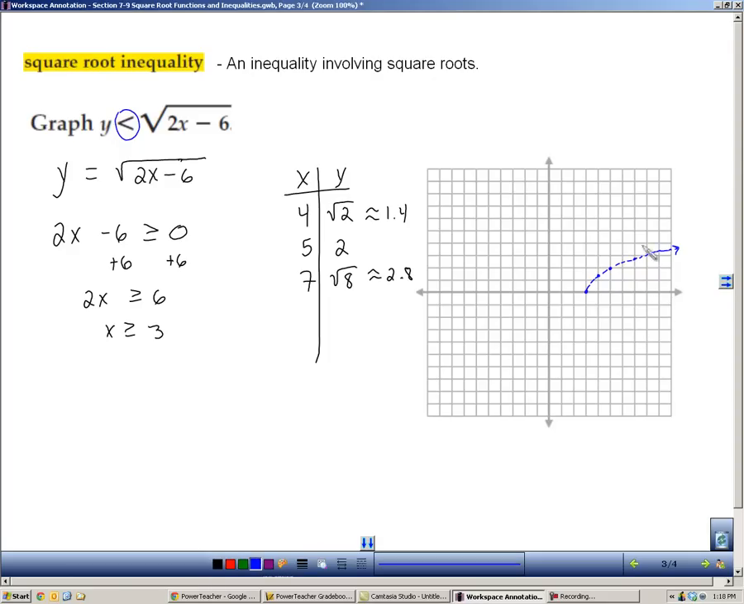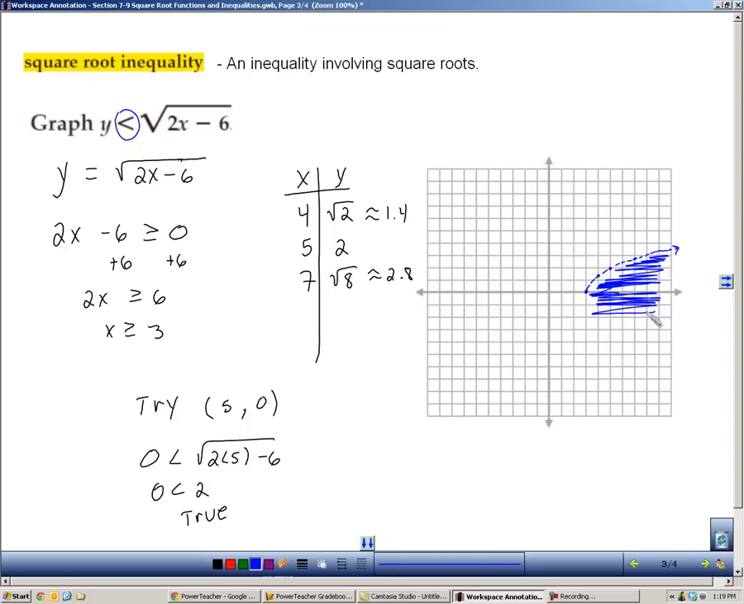So I'm going to pick a point either under the curve or outside of the curve. Now I've got to stay greater than 3, so I can't choose (0, 0). So I'm going to try (5, 0), because my x's have to be bigger than 3. So I'm going to plug this back into the original. 2 times 5 is 10. 10 minus 6 is 4. Square root of 4 is 2. Is 0 less than 2? That's true. So I know that (5, 0) is on the true side, so I'm going to shade everything underneath my curve, and I'm going to use x equals 3 as kind of a boundary, because everything under this curve will work. Every point goes down here to infinity.